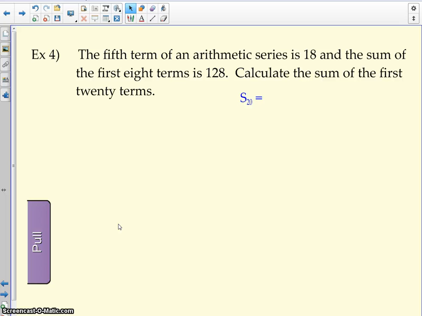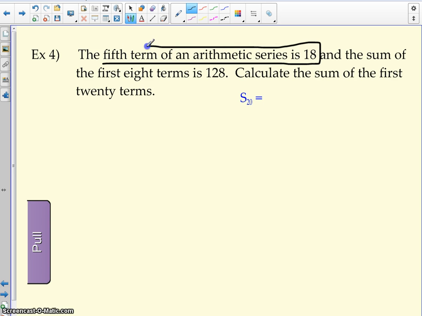Okay, so this one definitely takes some thinking. Again, let's just summarize what we know. We're told that the 5th term of an arithmetic series or sequence is 18, so T5 equals 18. And we're told that the sum of the first 8 terms is 128, which means that S8 equals 128. So I want you to try and think of what that means. See if there's a way you can use this information to solve for some information about the arithmetic sequence, and we'll run through this in part 2 of the lesson.